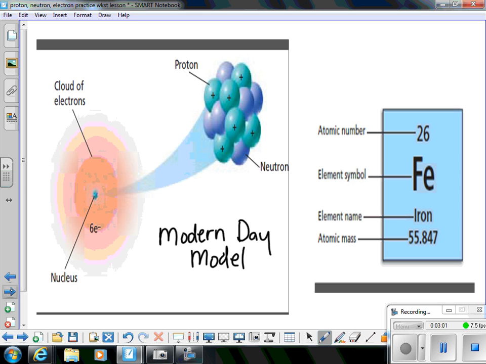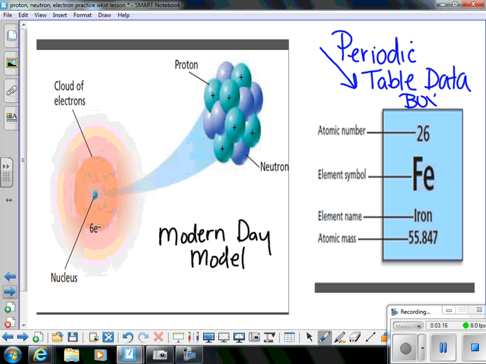On the right-hand side over here, we have what we call a periodic table data box. In that box, it gives us four important pieces of data about every element: the atomic number, the element symbol, the element name, and the atomic mass. Now, on some periodic tables, sometimes the atomic mass is at the top and the atomic number is at the bottom. And they don't have these words here.